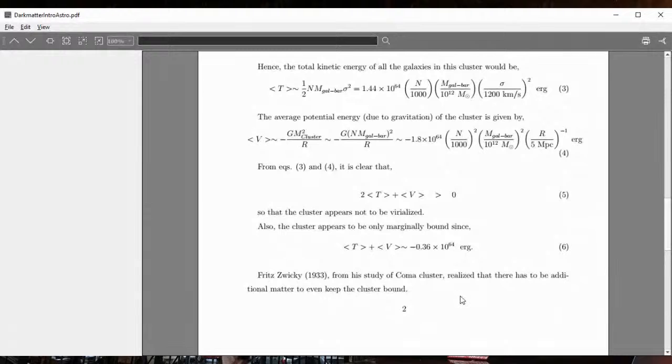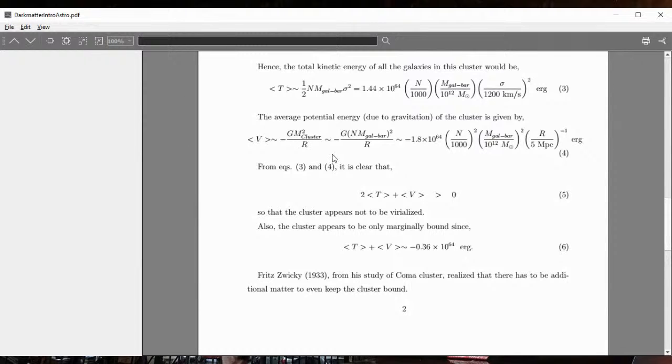That means that the galaxies in such a concentrated form, making an overdense region of galaxies, must be physically in a bound state. And for a bound state, you need the total energy to be negative. And Fritz Zwicky, therefore, correctly inferred that we are underestimating the mass of the cluster.